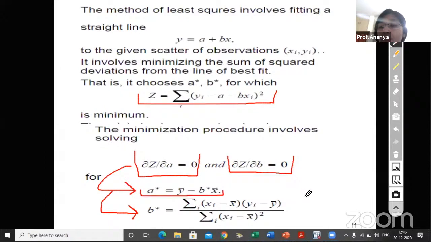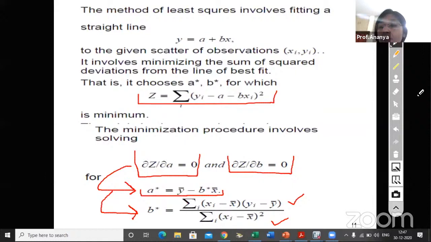Carefully look at the formulae. Your intercept is y bar minus b star into x bar. And what is b star? B star is nothing but the covariance of x and y in the numerator and the variance of x in the denominator: sigma xi minus x bar into yi minus y bar upon sigma xi minus x bar square. This is how the OLS estimators are obtained. And I'll take you through an example in Excel to actually unpack all of this.